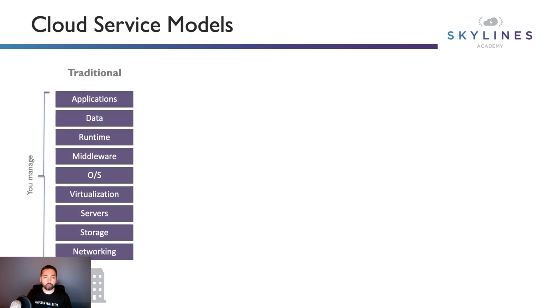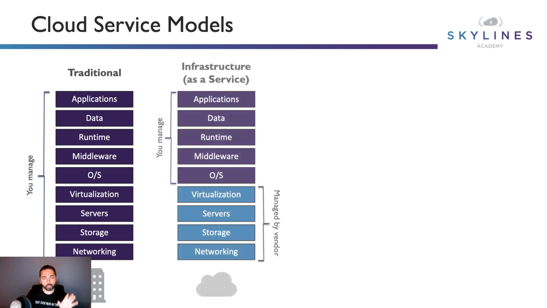So let's look at this in the real context of the data center, right? In a traditional data center, you manage everything, right? The networking, the storage, the servers, the virtualization layer, the power, the cooling, everything there, the operating systems that go onto the virtual machines or onto the servers, the middleware tier, the runtime, the data, the applications, everything is there for you to manage.